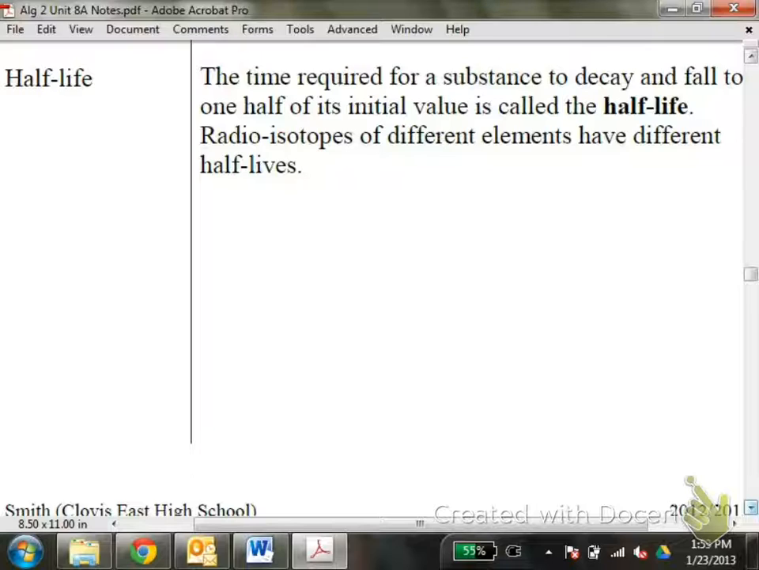Okay, so something we do have to know is half-life. Half-life is the time required for a substance to decay. So half-life only has to do with decay and fall into 1/2 of its initial value, and that's what half-life is. So basically, let's say that I am studying bacteria, and I start with 100 bacteria. The amount of time that it goes from 100 to 50, that's called the half-life. So half-life tells us how long it takes to get to half of the amount that it currently has. Make sense? We use this for decay.